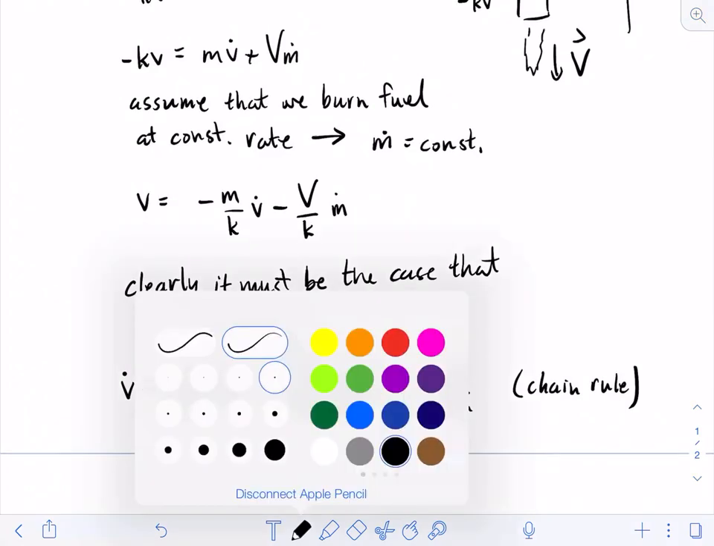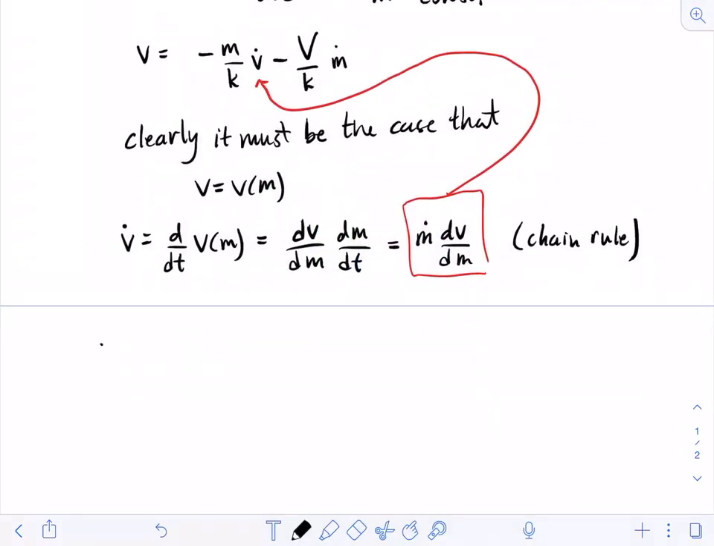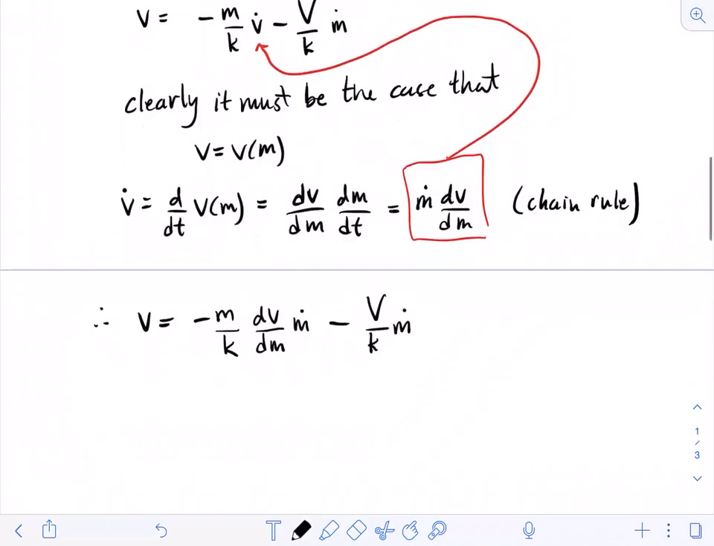So for v dot, we're going to take this and place it into v dot. Okay, so what do we end up with? V is equal to minus m over k, and then let me write it this way, dv dm m dot. So that's what we're replacing v dot with. And then we have minus big V over k m dot.